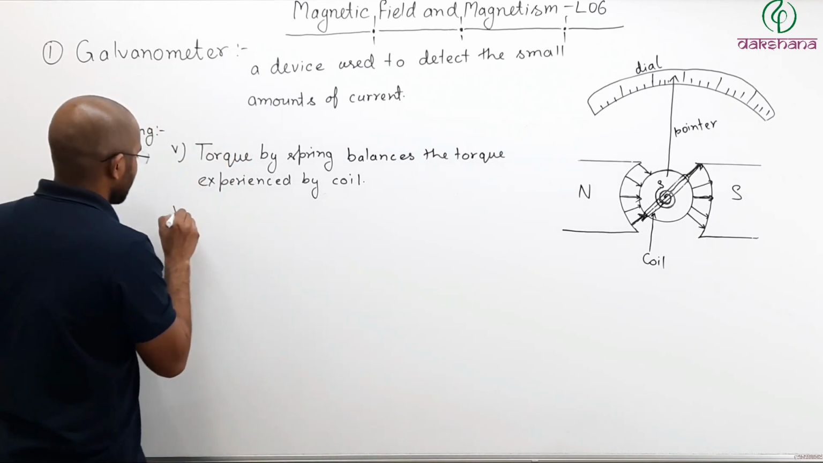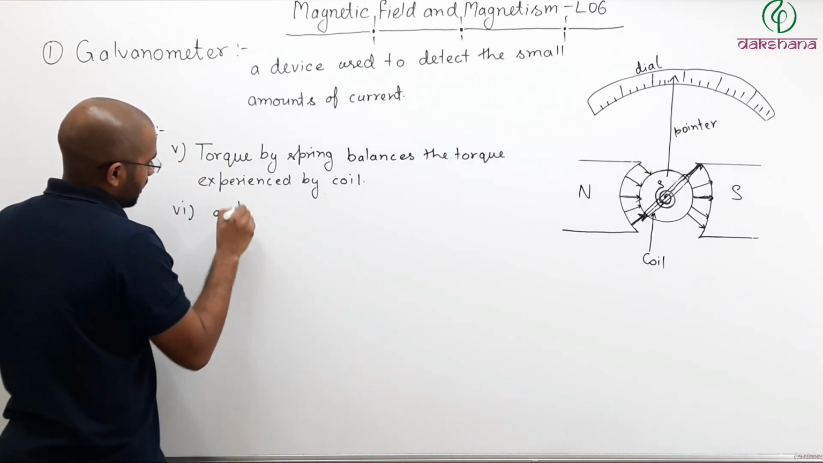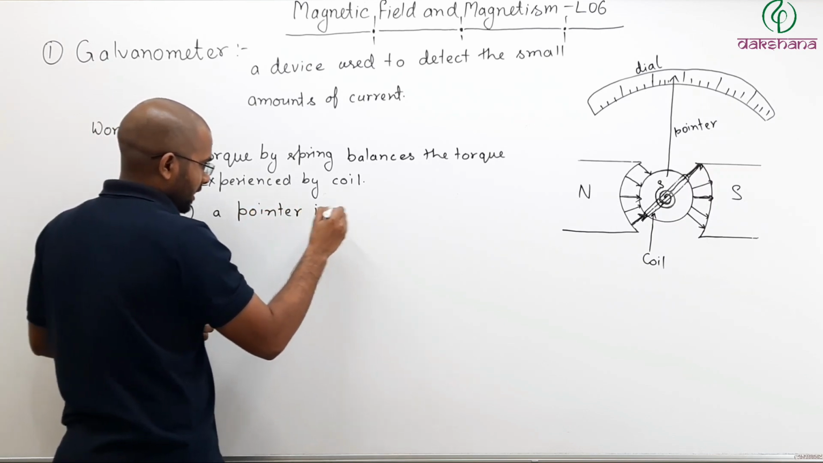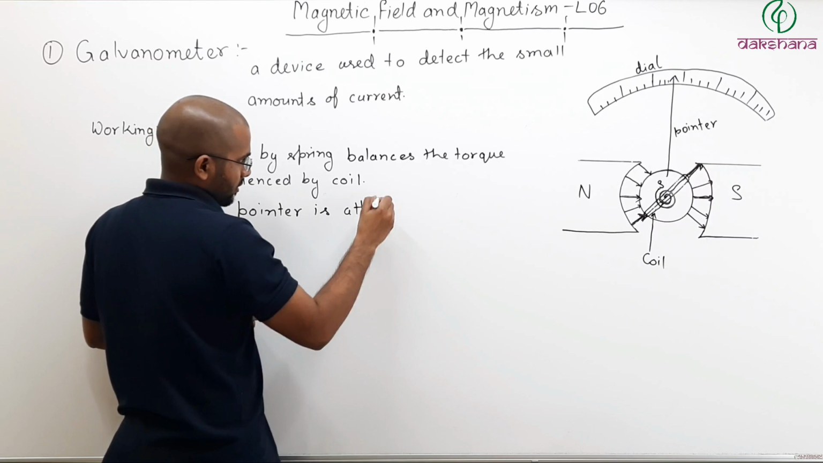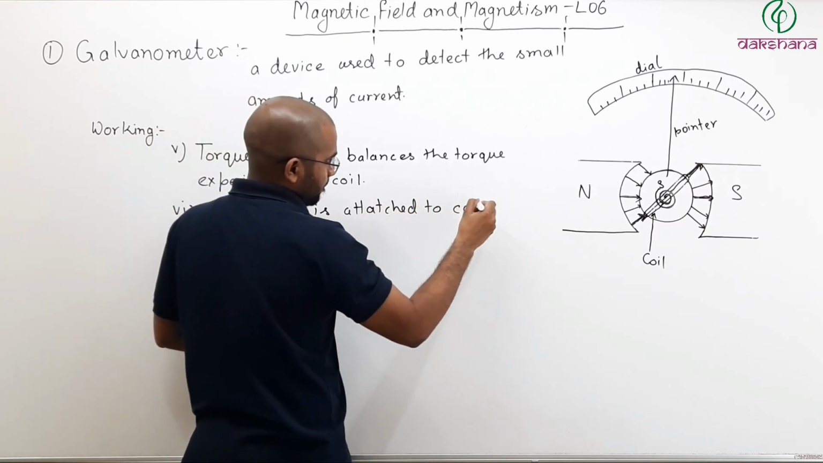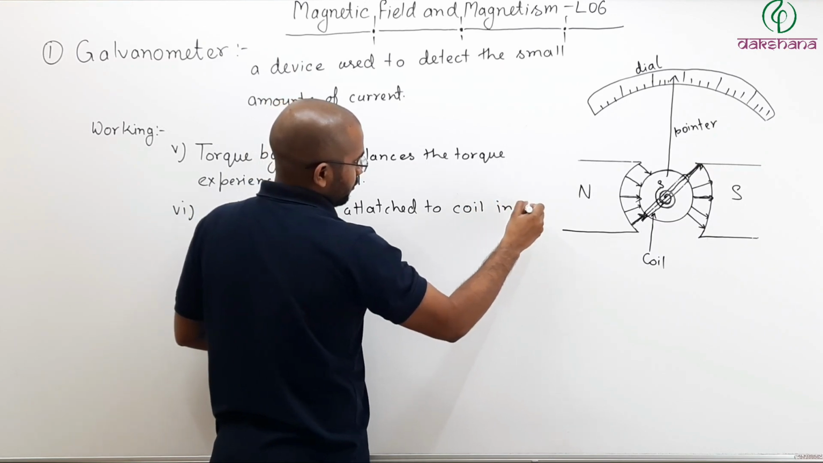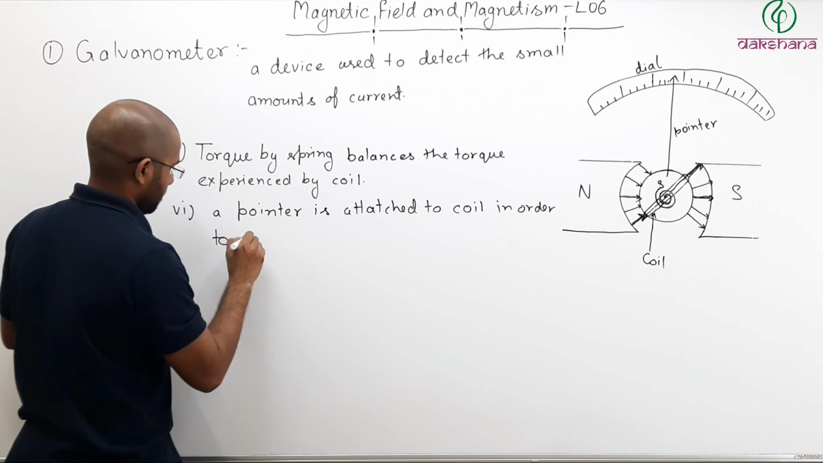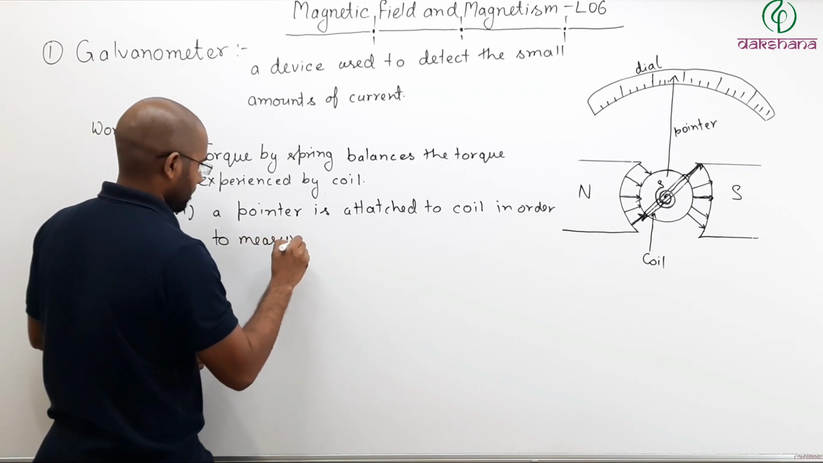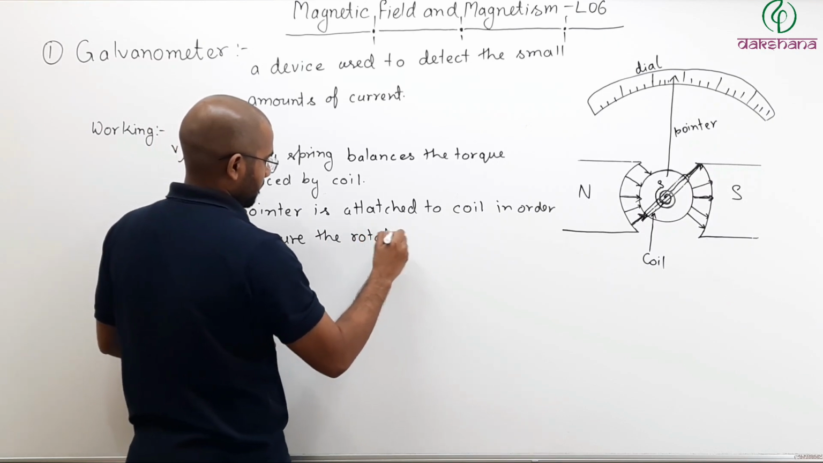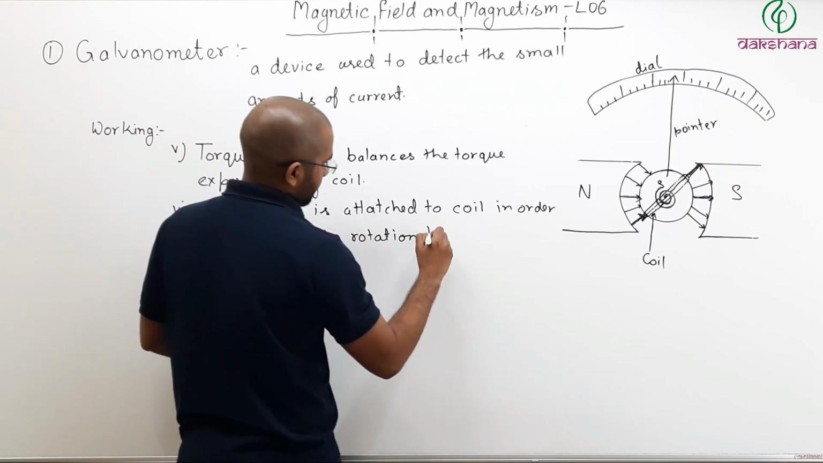So here you can say, 6th point: a pointer is attached to the coil in order to measure the rotation by the coil.